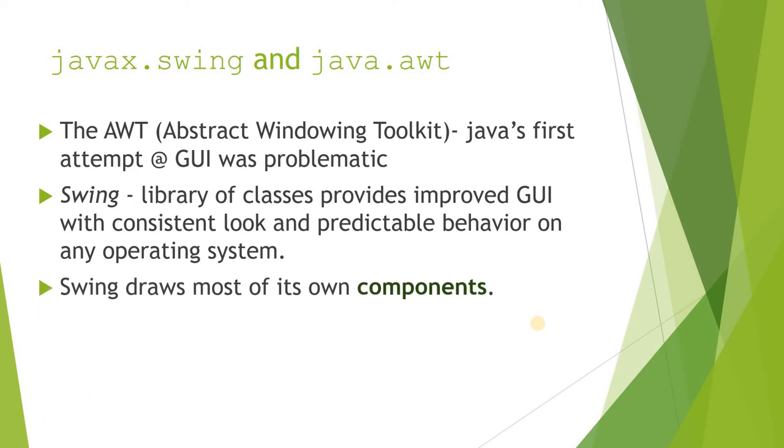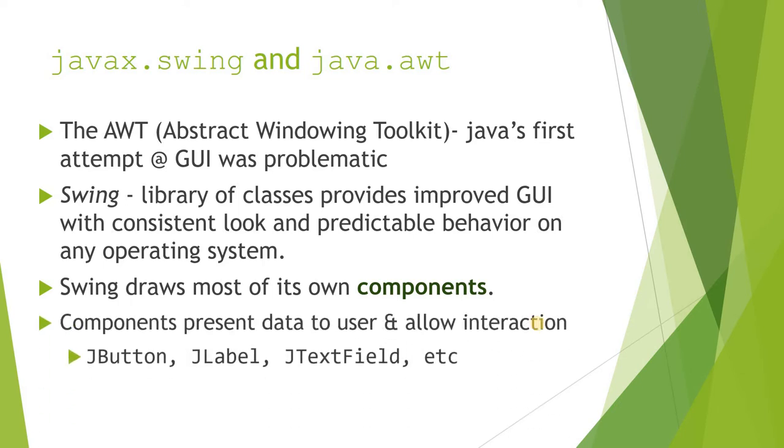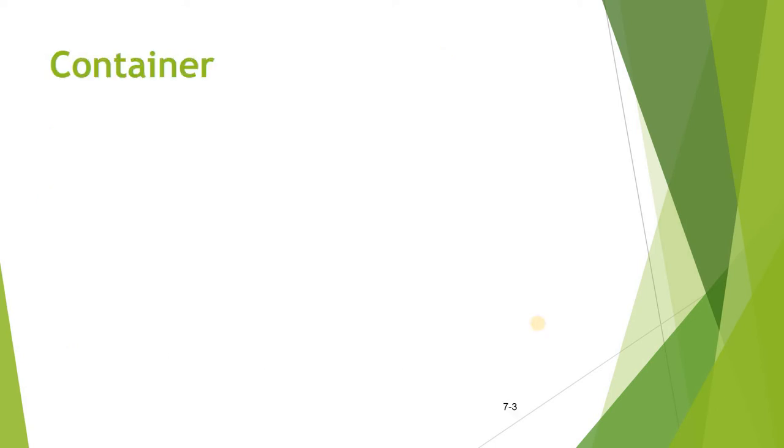And Swing uses something called components. A component is simply a way to present data to the user and allow us to interact with the program. Some of the ways that we do that is through something called a JButton, Java button, or a label or a text field, something that you are mildly familiar with from how we worked in Python.